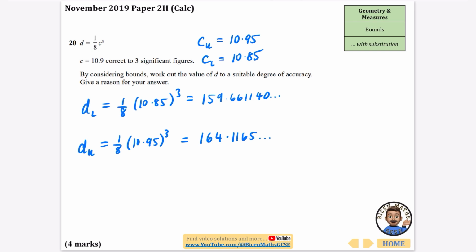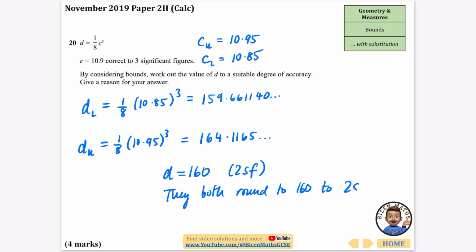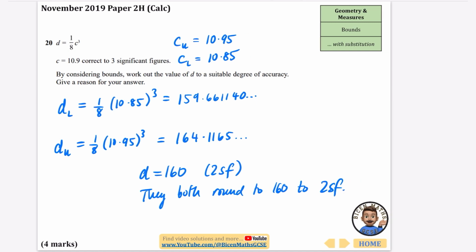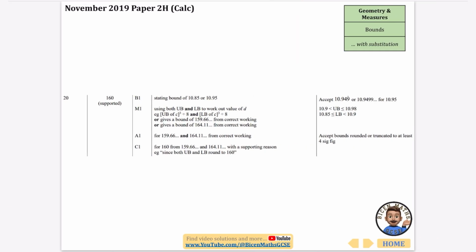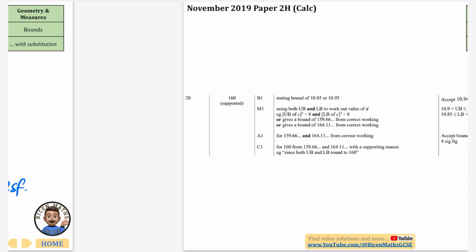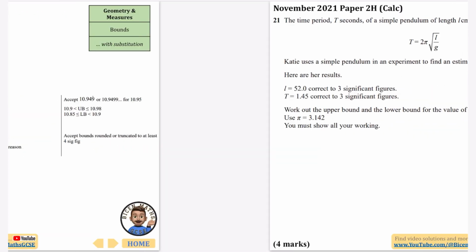Well, I think to the nearest 10, or to two significant figures, they are going to both round to 160. So I'm going to say that D is equal to 160, and I'm going to put in brackets to two significant figures. I'm just going to say they both round to 160 to two significant figures. Or you could say to the nearest 10. Let's see if we've got this one right. So we've got the 160, and they both round to 160. You didn't even need to say that they needed to round to two significant figures.